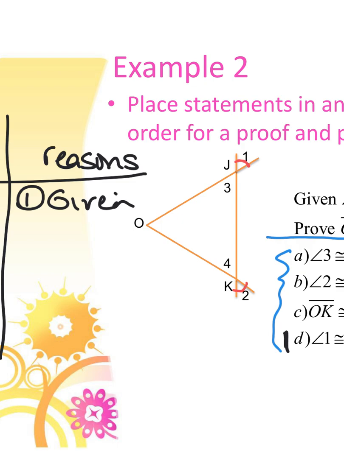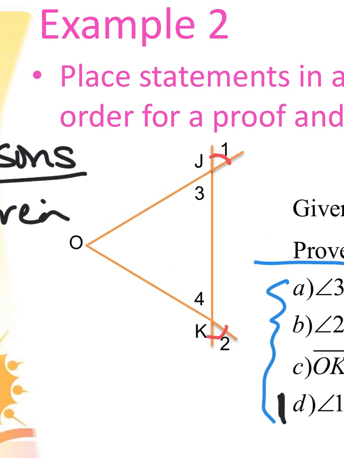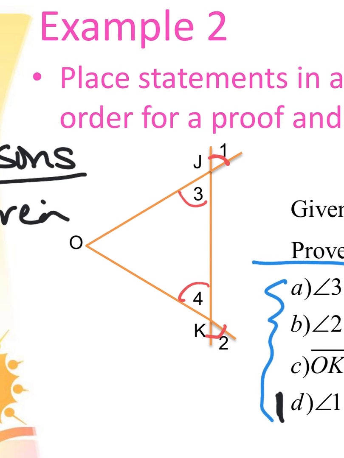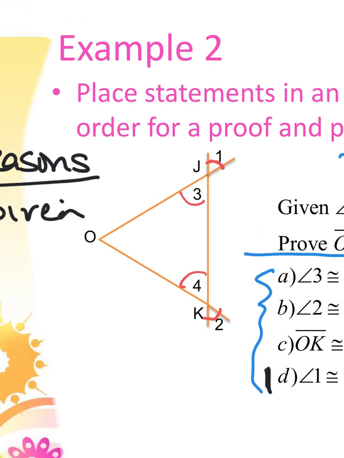Also, when I view this picture, I can see I've got 2 pairs of vertical angles. And I know that angle 1 is congruent to angle 3 because these are vertical, and angle 2 is congruent to angle 4. Now, notice the congruency marks that were already there. I just matched the symbol that was already there.